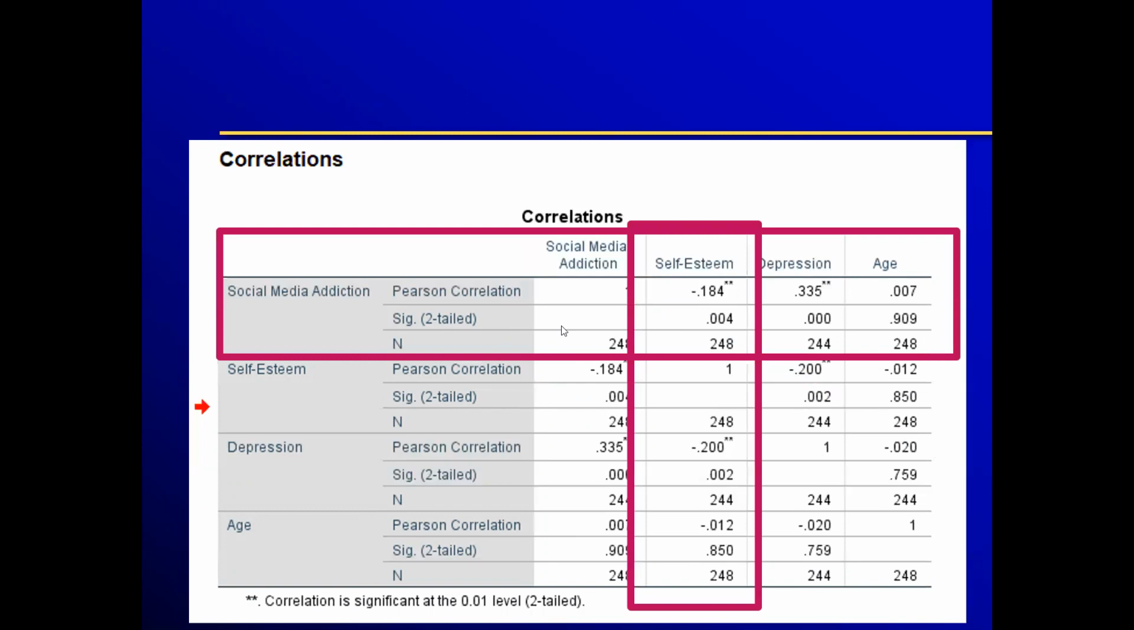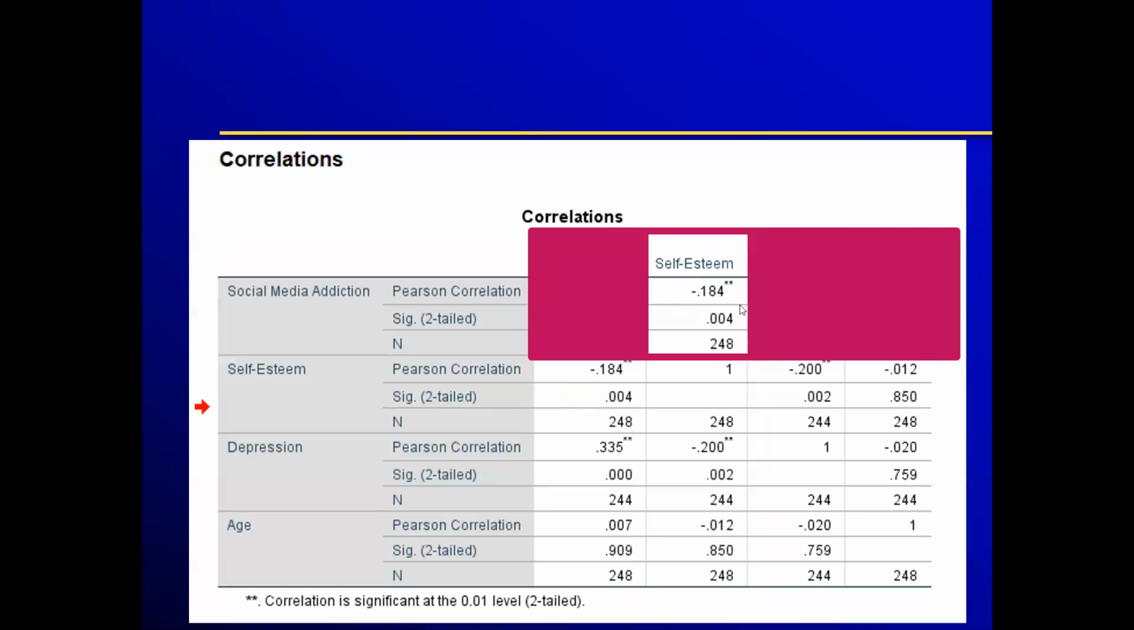All right, so let's say I want to focus in on the relationship between social media addiction and self-esteem. Reading a correlation output, you just go across and down to self-esteem. So all I care about is these three numbers, and really just these two. I don't really care about the N, it's just for my knowledge. So I only really care about these two numbers right here if I'm looking at the relationship between social media addiction and self-esteem.